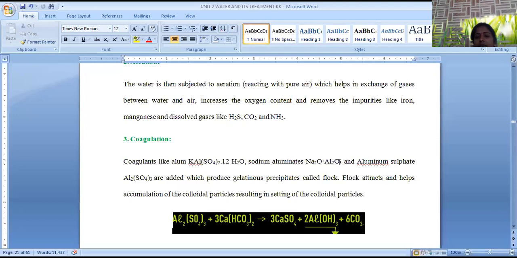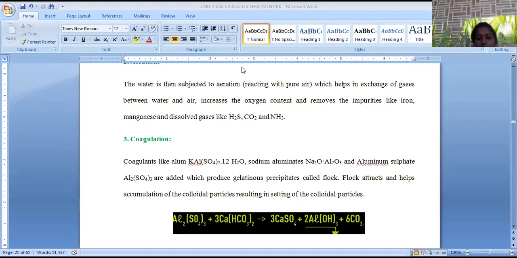A coagulating agent is nothing but something used to precipitate semi-solid particles or colloidal sized particles. And even aluminium sulfate is also added. Most of the aluminium compounds work like coagulating agents. What they do is, when these coagulating agents are added, they aggregate all the semi-solid particles so that they get easily precipitated.